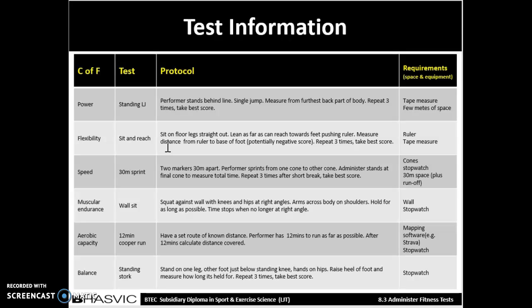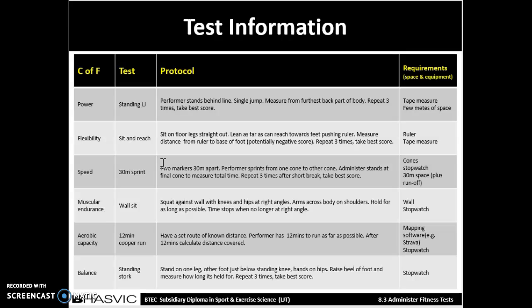And if it's between their foot and their body, it would be a negative score, and if it's past their foot, it would be a positive score. I repeat this 3 times and also take the best score. And for this I need a ruler and a tape measure, so it's quite simple.